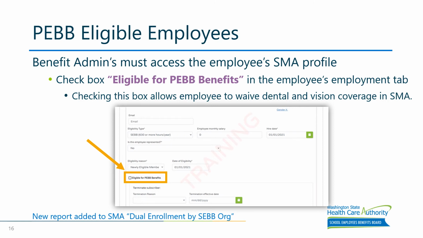They just go through as they normally do, and when they're selecting their medical benefits, they can just check the box underneath the medical benefits that they choose to waive their medical benefits. The only time you need to check this box is if an employee would like to go with the SEBB program, and checking this box will allow that employee to waive their dental and vision coverage.